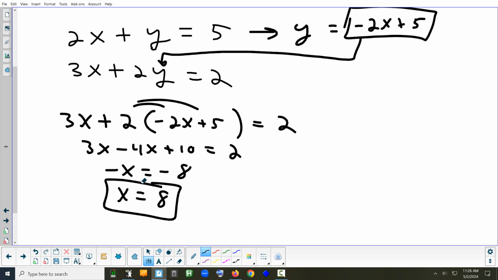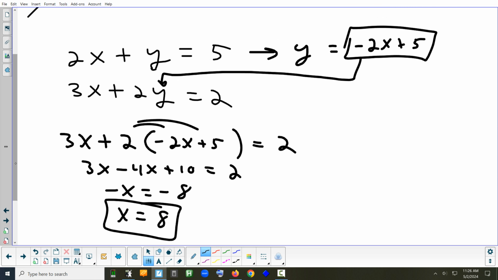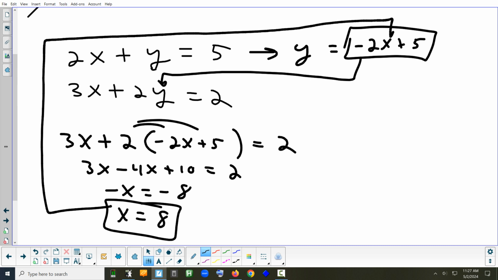Which you can plug in to the top equation, the new one, the negative 2x plus 5. And you can find that y equals negative 11. So fill that back in. So we get negative 2x plus 5, and that's negative 16 plus 5. Yep.